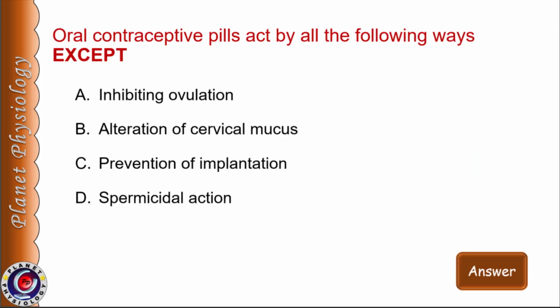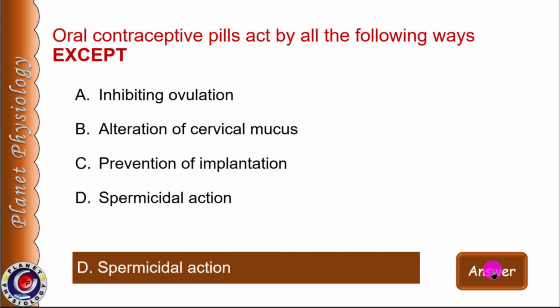Coming to the last question, oral contraceptive pills act by all the following ways except A. Inhibiting ovulation, B. Alteration of cervical mucus, C. Prevention of implantation, and D. Spermicidal action. And here also the correct option is option D, spermicidal action.